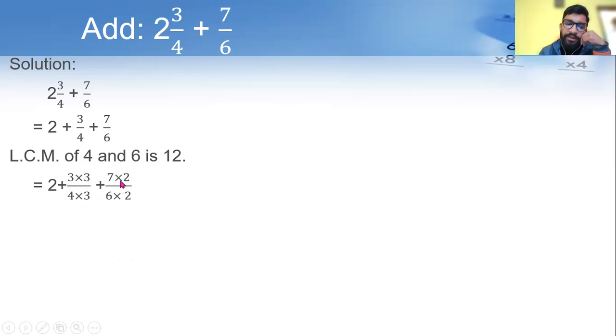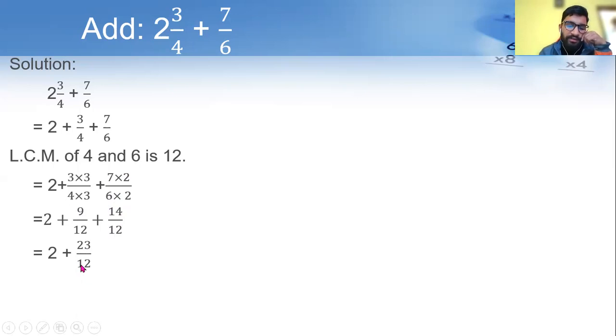So look here now, find the product. You can do it, right? 3 3s are 9, 4 3s are 12, 7 2s are 14, 6 2s are 12. So now let's add them. Keep the 2 separate and add the fractional part, means add the numerators. 14 plus 9 is what? That is 23. And the denominator is the same, 12 and 12, so write it only one time.